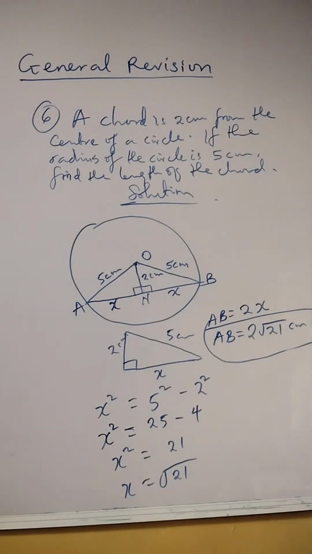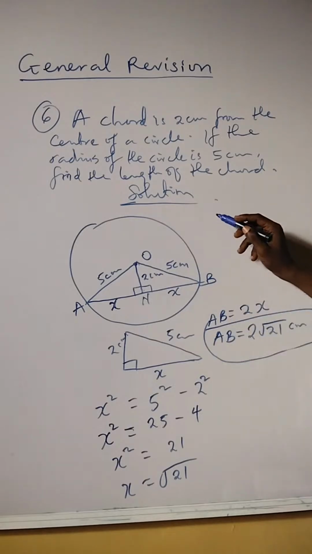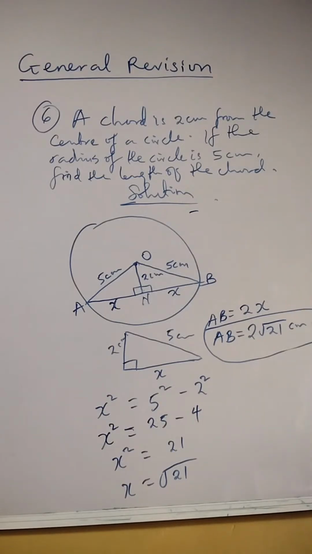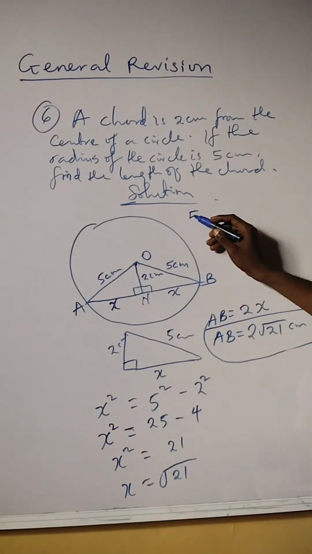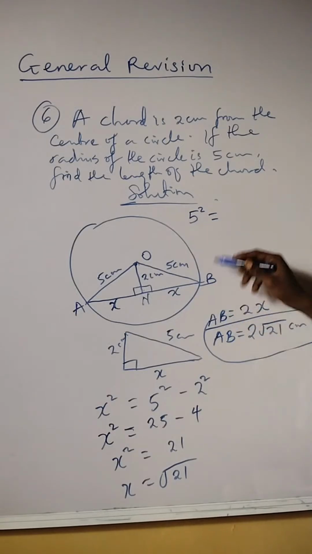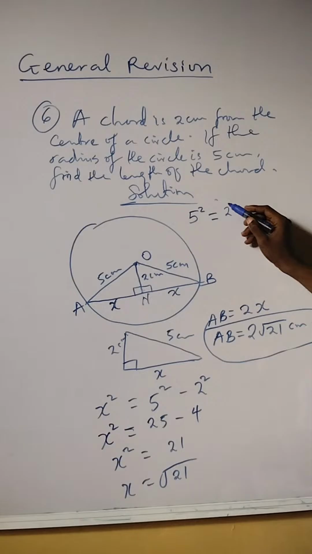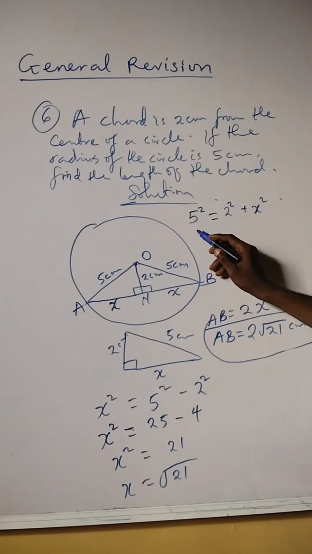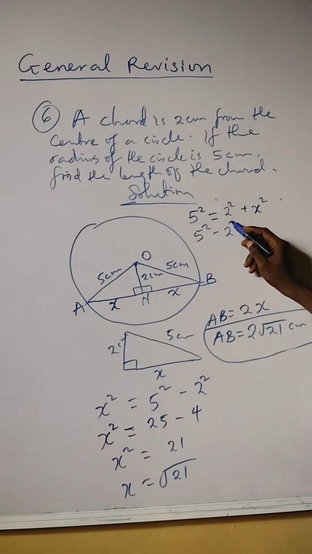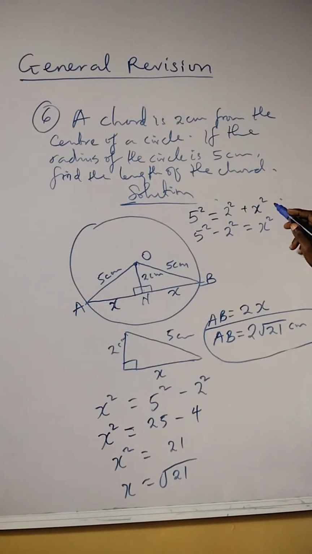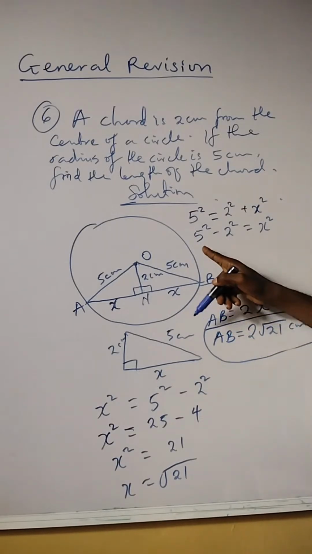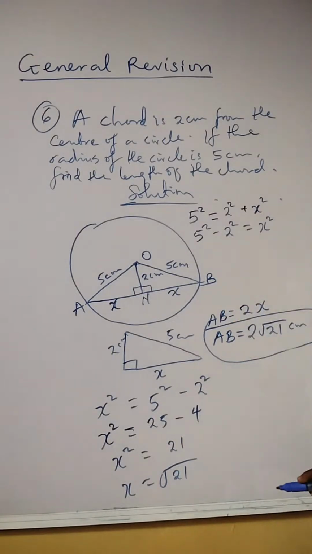The reason being that Pythagoras theorem states that the square of the hypotenuse, so if you are writing the hypotenuse, you must, according to the law, write it first. The square of the hypotenuse, 5 is the hypotenuse, is equal to the sum of the squares of the other sides. That's 2 squared plus x squared. That is why we now make x squared the subject. When you take 2 squared across, it will be 5 squared minus 2 squared. That will be x squared. So we started from this line, and we have x squared equals 5 squared minus 2 squared. So that's why we have this.